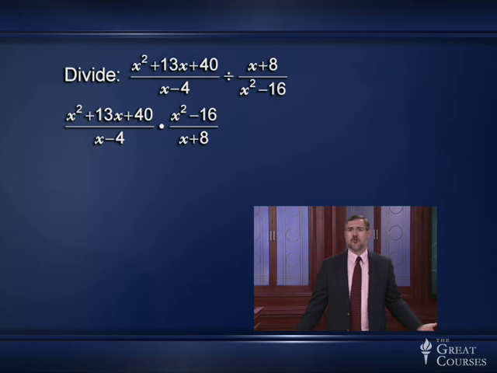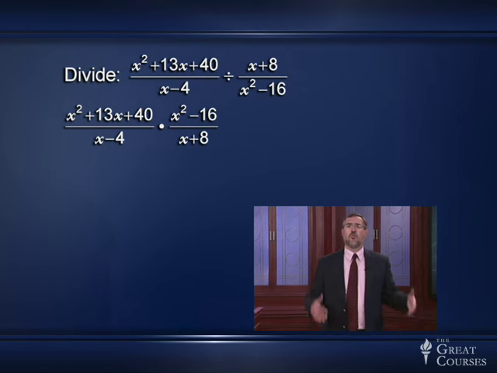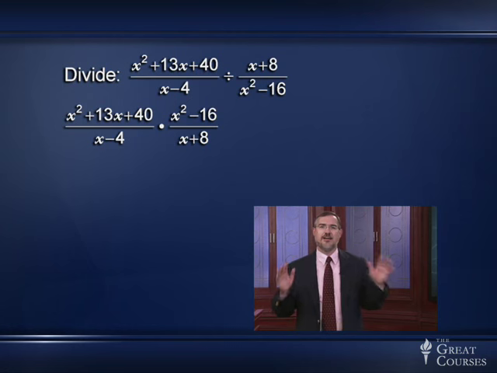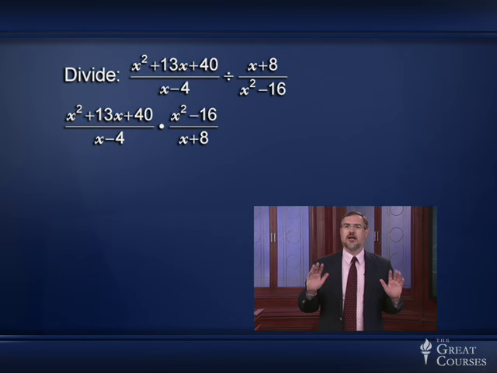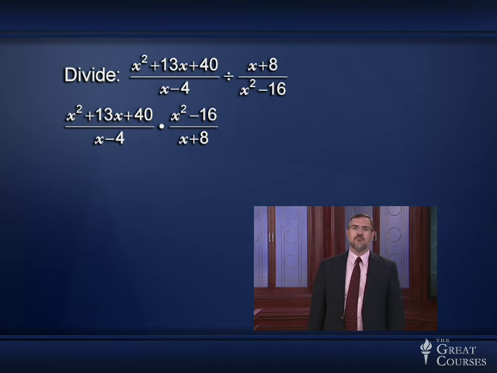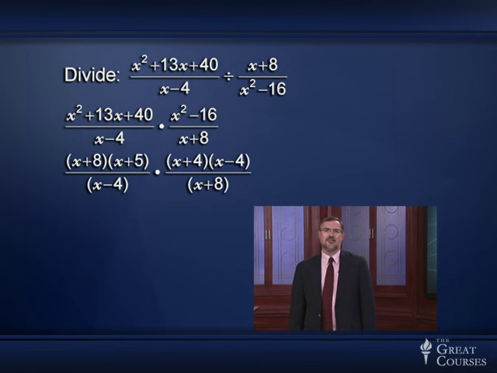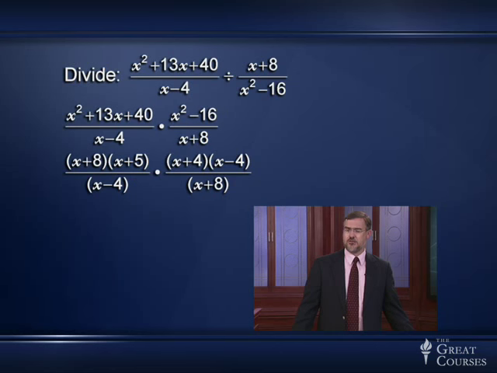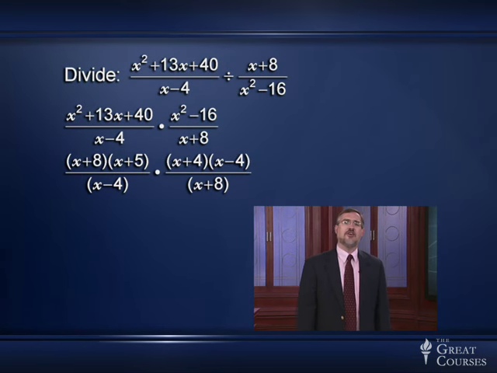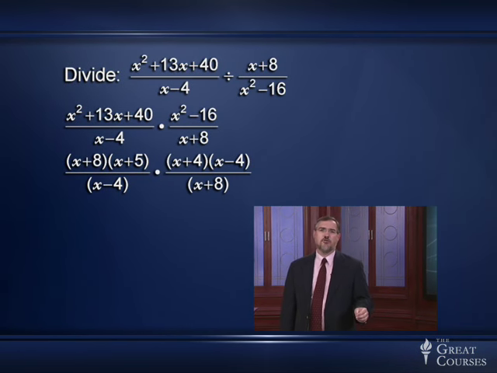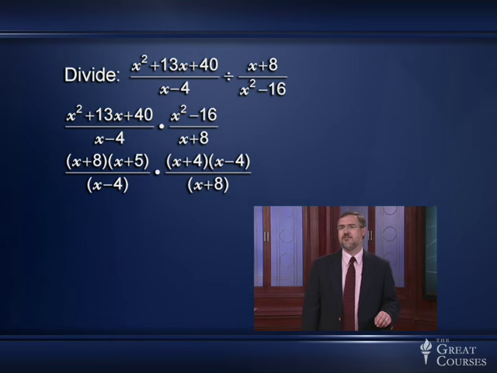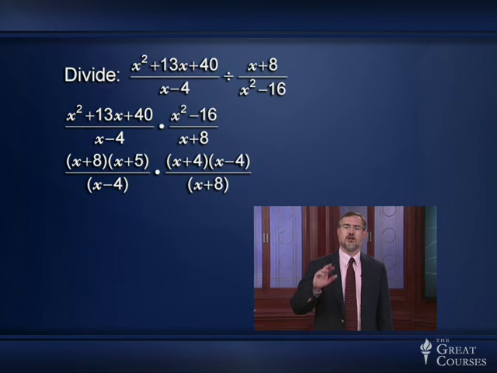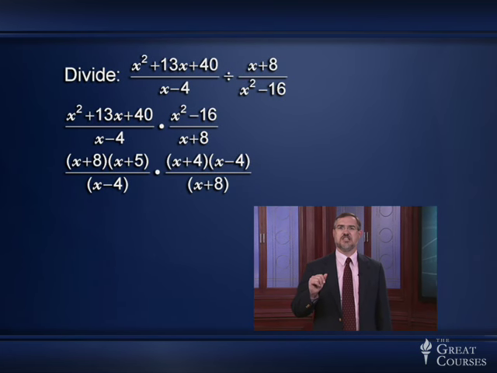Well, I just did a few multiplication examples for you. So what do we do now? Well, we factor everywhere we can find factoring, and then we cancel as much as we can. So this problem becomes x plus 8 times x plus 5 divided by the x minus 4. That's a way to write the first fraction. And then that's times x plus 4 times x minus 4 divided by x plus 8. Notice that the x plus 4 times x minus 4 comes from the x squared minus 16.